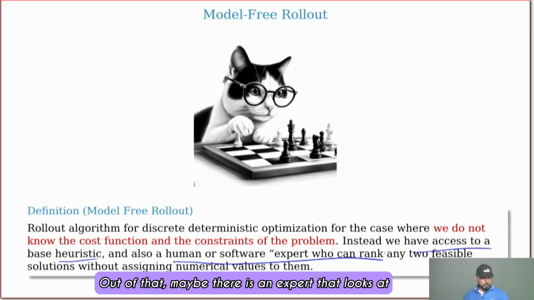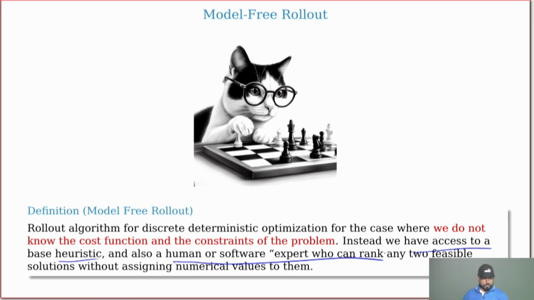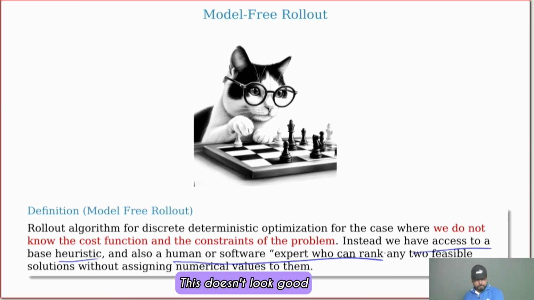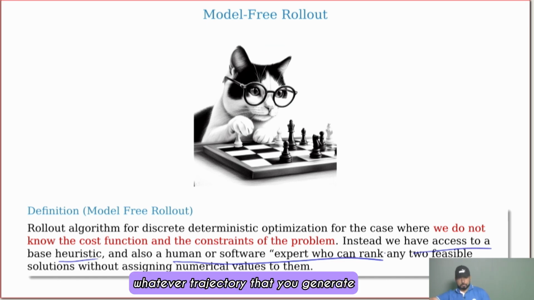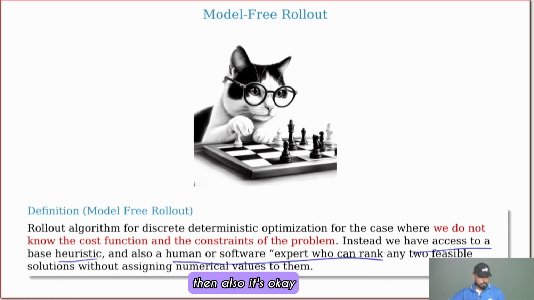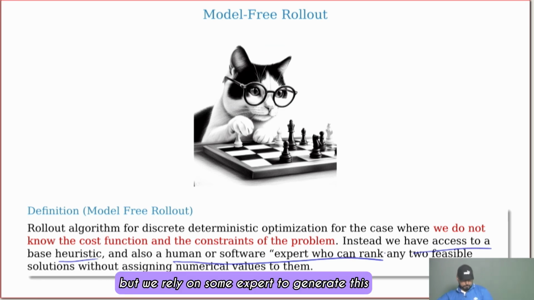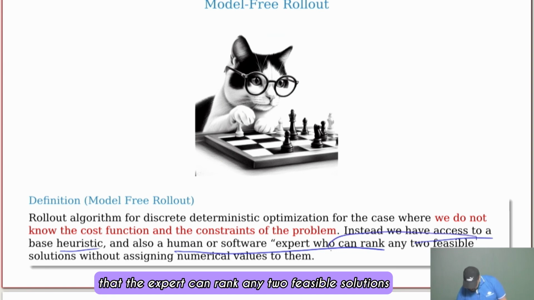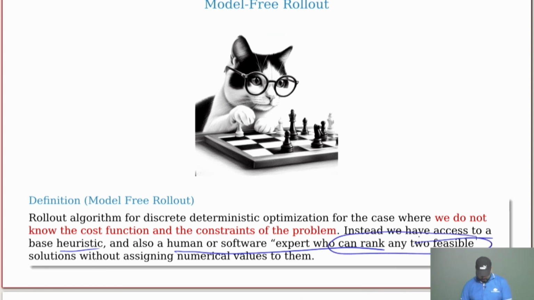Out of that, maybe there is an expert that looks at them. Now this expert may not have themselves a way to give you a cost approximation, but they will say, okay, this looks good. This doesn't look good. So let us say there is an expert that can evaluate somehow whatever trajectory you generate. It's okay. We don't have a model in our hand to compute the cost, but we rely on some expert. So this will be a model-free approach. Basically, the expert can rank any two feasible solutions without even assigning numerical values.